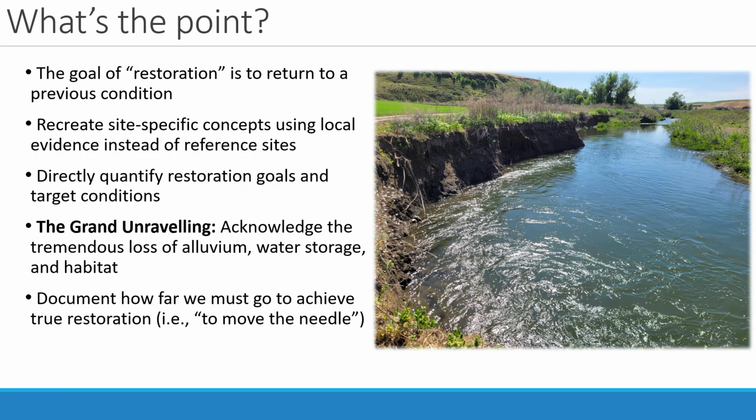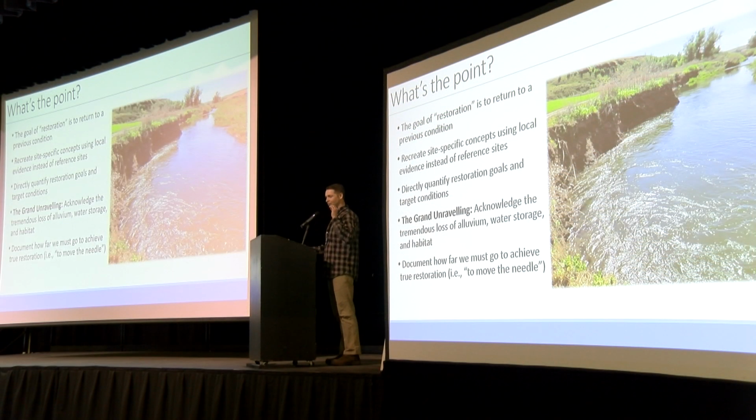So if we can use this lines-of-evidence-based approach, then we can recreate these site-specific contexts within similar boundary conditions to figure out a real target that reaches more towards that true restoration target. It also allows us to directly quantify restoration goals and targets, rather than coming up with semi-arbitrary metrics like 2 pools per mile. What does that really even mean? We want to recover the processes and recover the ecosystem so that the metrics that we want to see happen naturally.